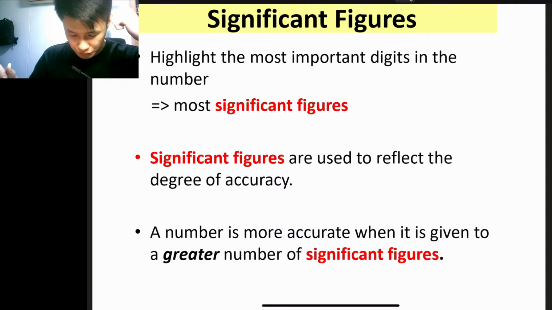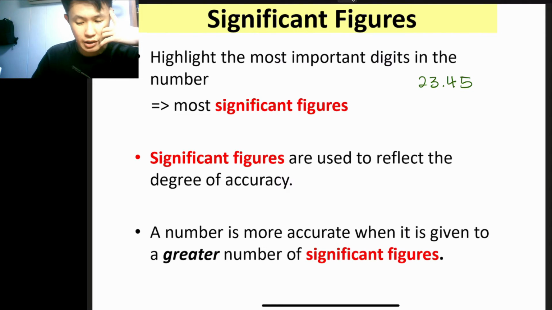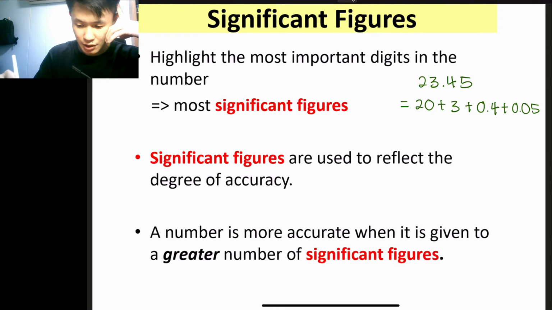Number one, why use significant figures? In a number, for example, 23.45, each number is significant because each number has a value. So the value 23.45 can be written as 20 plus 3 plus 0.4 plus 0.05. Hence, each number here is significant in its own way. It represents a value, and they are the most important digits in the number.